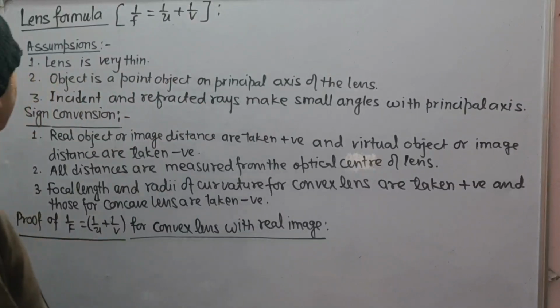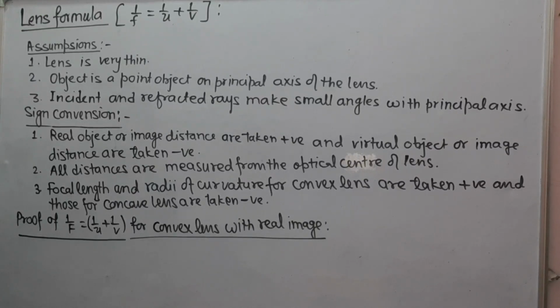Next we take lens formula, which is 1/f = 1/u + 1/v. At first we take some assumptions. First assumption is lens is very thin. Second, object is a point object on principal axis of the lens. Third, incident and refracted rays make small angles with the principal axis.